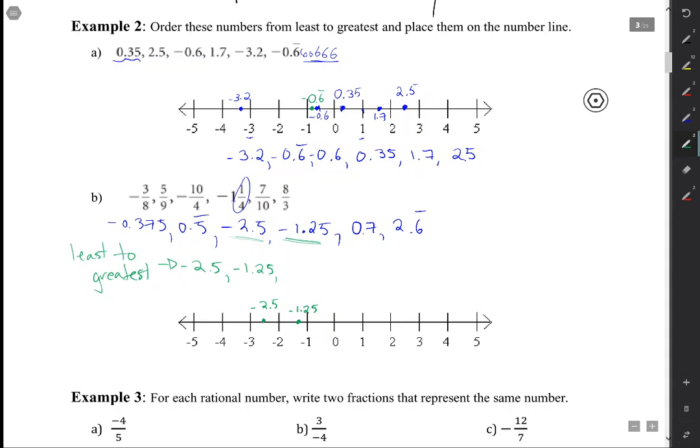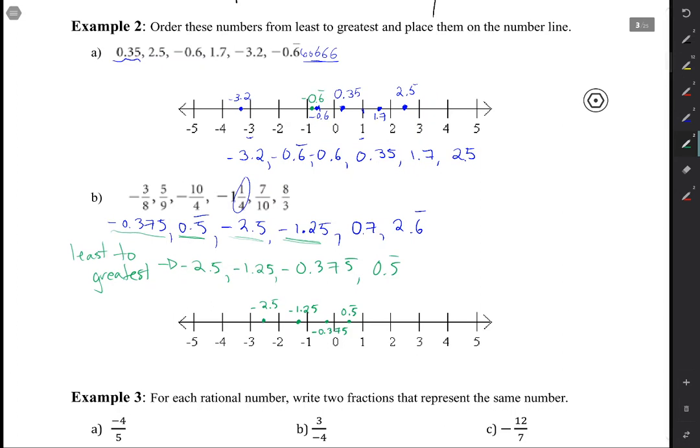And then we would have our other negative number, negative 0.375. That's going to be close to 0, but in the negatives, so approximately there, negative 0.375. Now we're moving into the positives. So I would say that 0.5 repeating would come next. That would be approximately 0.5, but just a little bit over. I won't be too picky about the number line stuff.